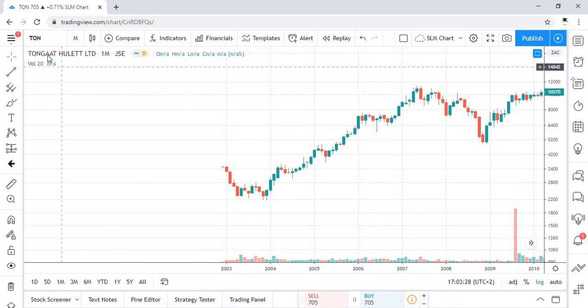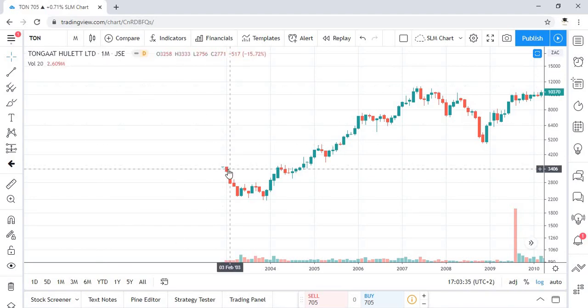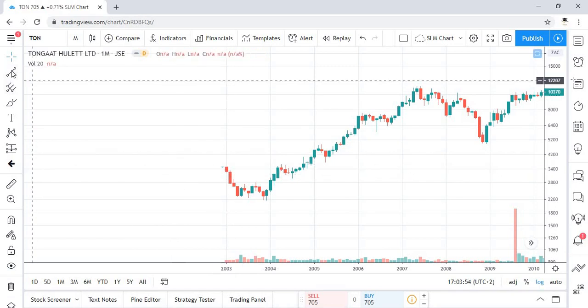I've got here the chart for Tongaat Hulett, and I'm looking at the 1 month time frame going all the way back to 2003. As we can see, the price opened here at 34 rand, actually 35 rand 20. That's when it started, probably the day that they listed.